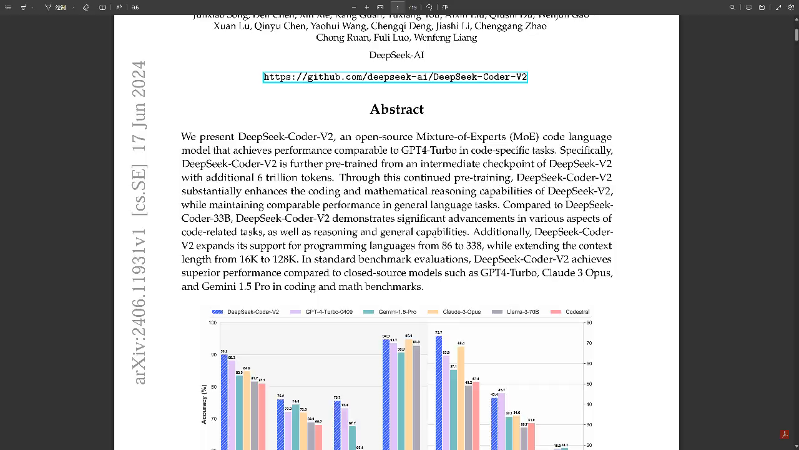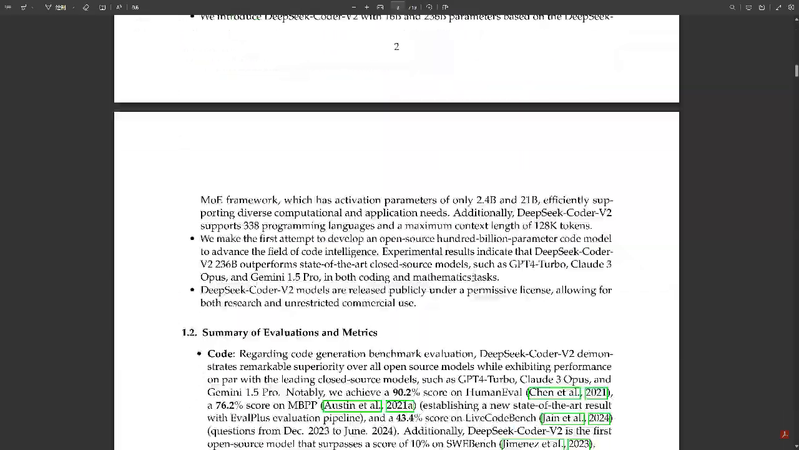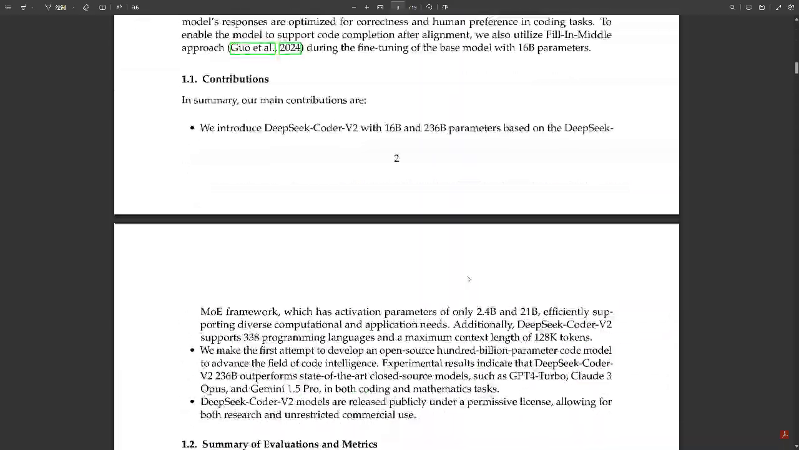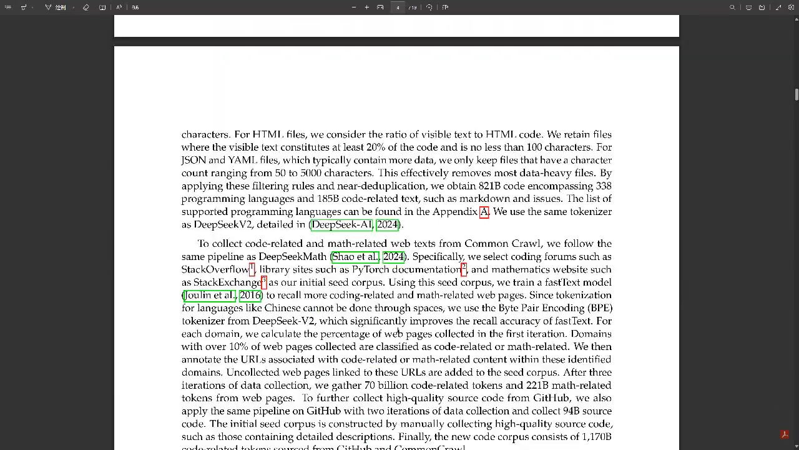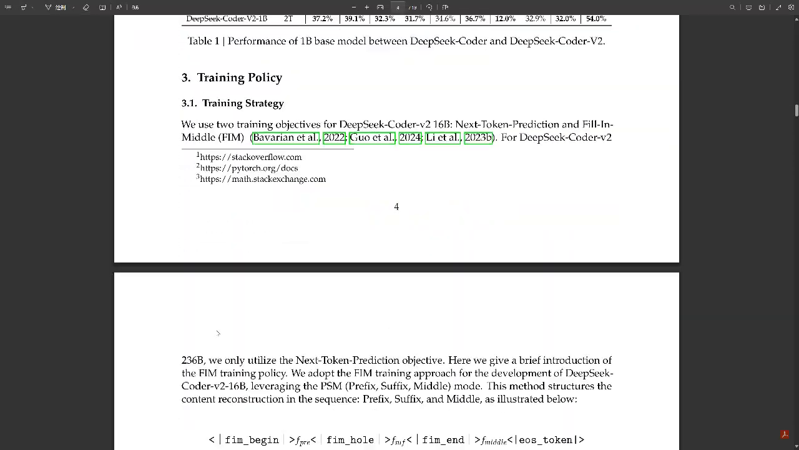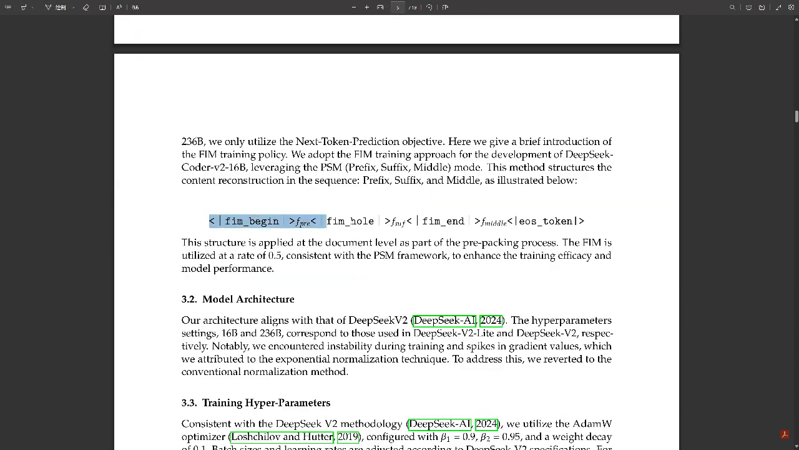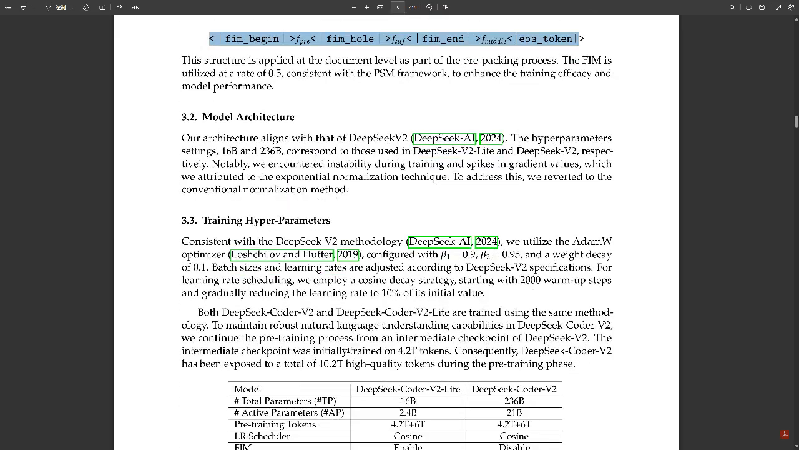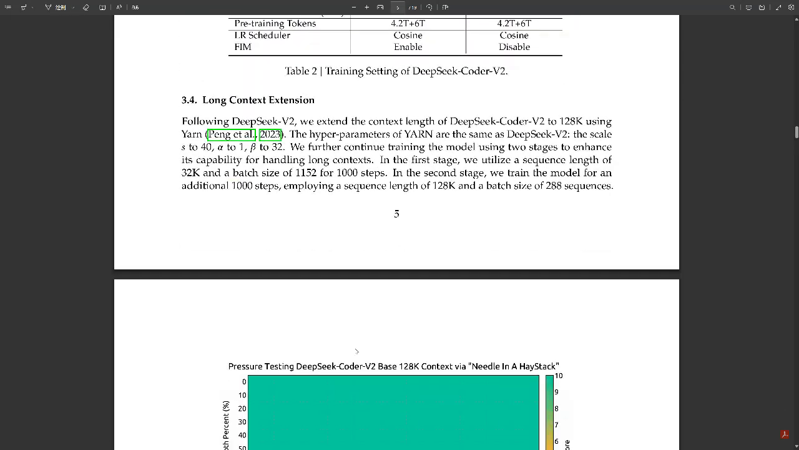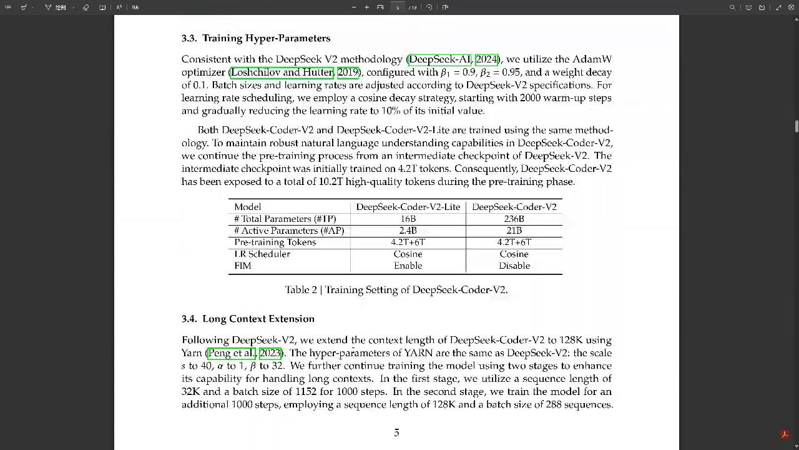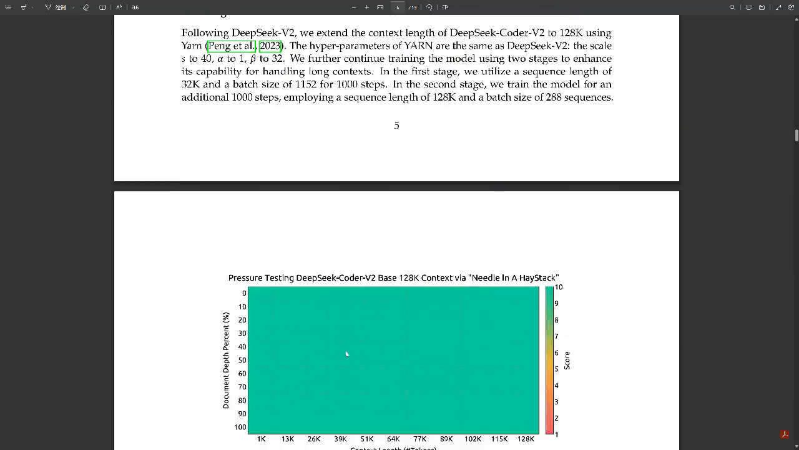We could talk about the base and instruction models. The DeepSeek Coder series comprises open source models. Their sizes vary from 1.3B to 33B. Each model is trained from scratch with 2 trillion tokens. Right, and these tokens are sourced from 87 languages. But V2 has 338 programming languages. True, but this 87 language finding is still pretty cool.